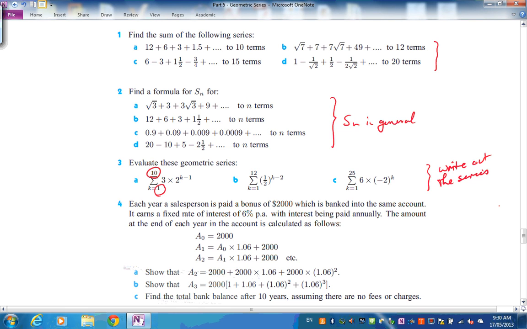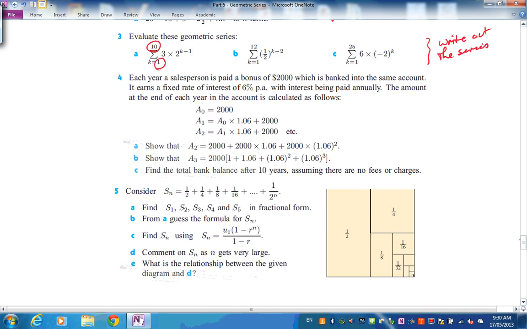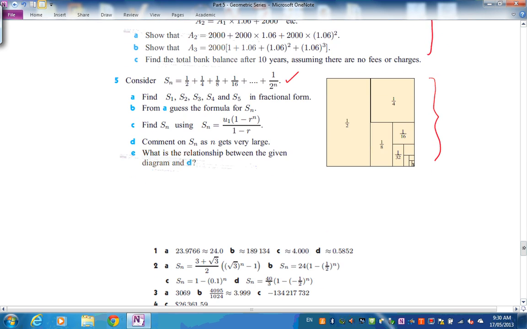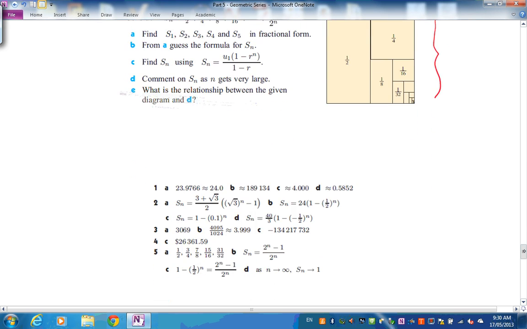Okay, and then in question 4 now, just coming down to question 4. Each year a salesperson is paid a bonus, so let's have a look at the series involved there. And here's a little entry problem that I had up there to introduce series. So have a look at that and try to relate it to the diagram. That's interesting. And then some solutions there. Okay. So rewind the presentation and have a go at those.